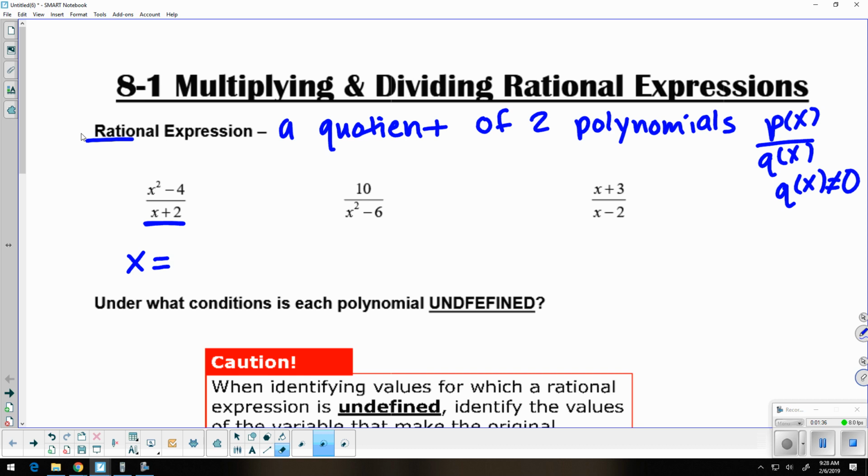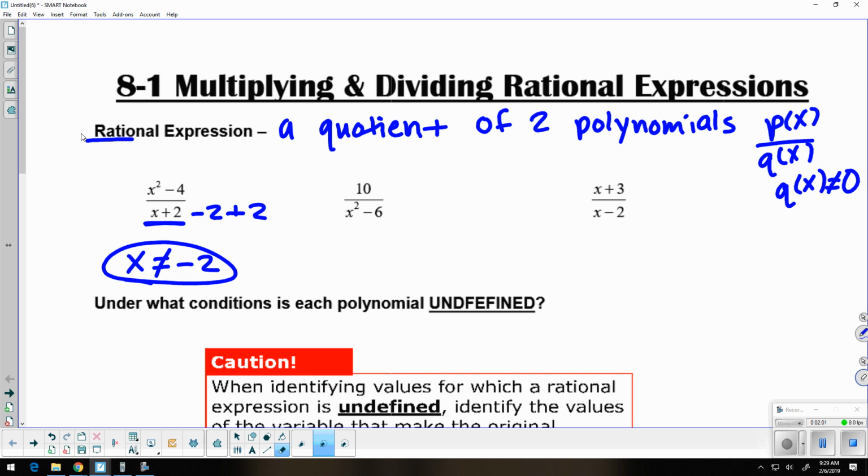Just even looking at it, the one number x cannot be is -2. That makes it undefined. If x were -2 in your denominator, you would have -2 plus 2, and we know that -2 plus 2 is 0. So it's the one number x cannot be. For the middle one, same idea. The one number x cannot be, well, there's actually two values, and just by looking at it, it's kind of hard to tell exactly what x cannot be.